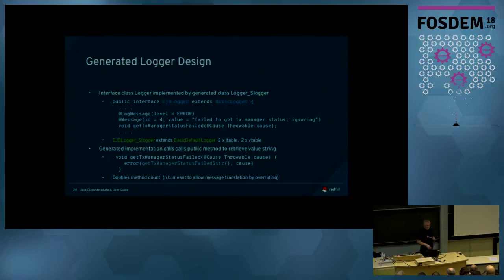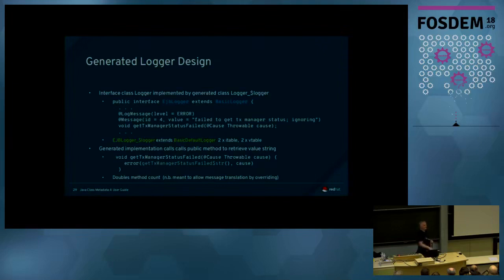So the way the code was designed, there's an interface called BasicLogger, which has about 12 methods, and it's implemented by this class called BasicDefaultLogger. And it prints messages, warning messages, error messages. And the class EJBLogger that the code is generated from has a load of abstract methods defined at the interface that are generated in implementation.